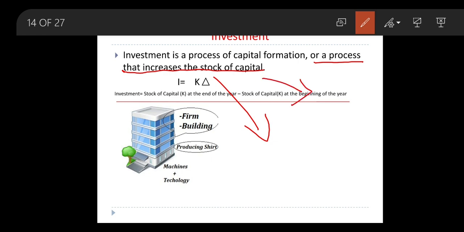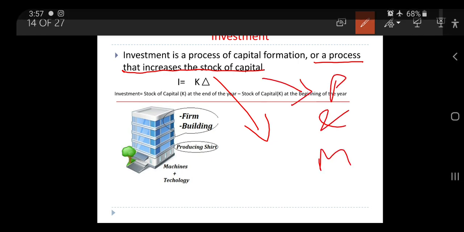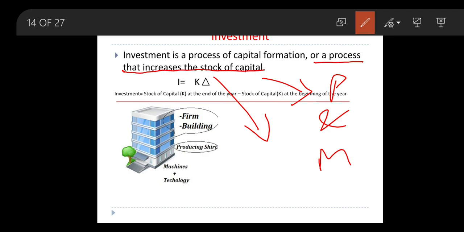And your capital, your plant and machinery, is your capital. So plant and machinery is your capital. Quantity is your stock. So it is an increase in the stock of capital, right? So investment is an increase in the stock of capital.